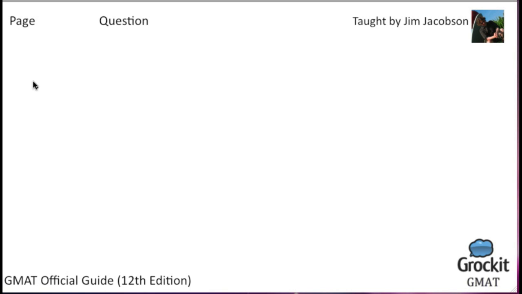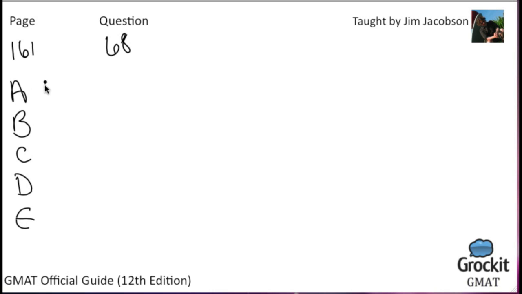Number 68 on 161. We have 155, 96, 80, 48, and 24. So at a certain instant in time, the number of cars, n, traveling on a portion of a certain highway can be estimated by the formula, and we'll write that down after we finish the question, where L is the number of lanes in the same direction, D is the length of the portion of the highway in feet, and S is the average speed of the cars in miles per hour.